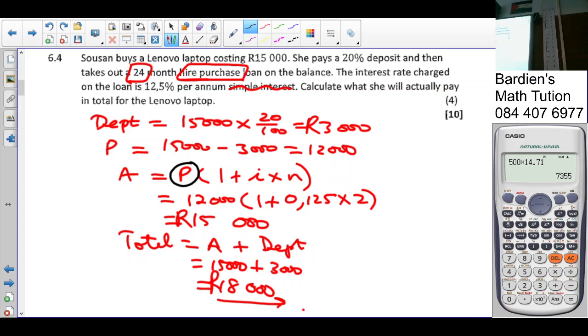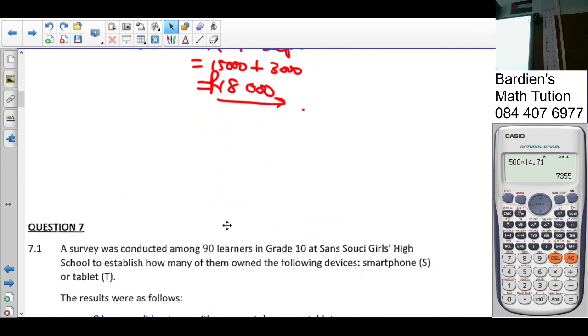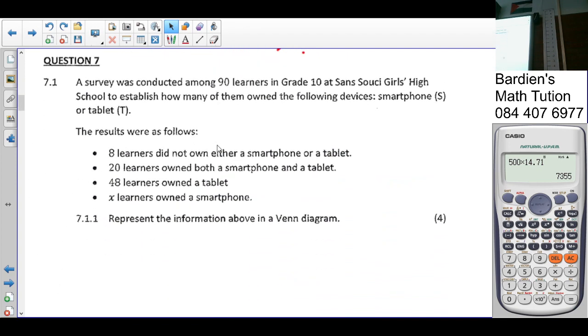You used the 15,000 as your P value. You must remember that once any deposit is paid, that amount comes off the cash price. Whatever is left over is going to be the loan amount. You understand? Anybody else? Okay. So basically she pays 3,000 extra in total, because if you look at the total paid and the cash price, there's a 3,000 difference.